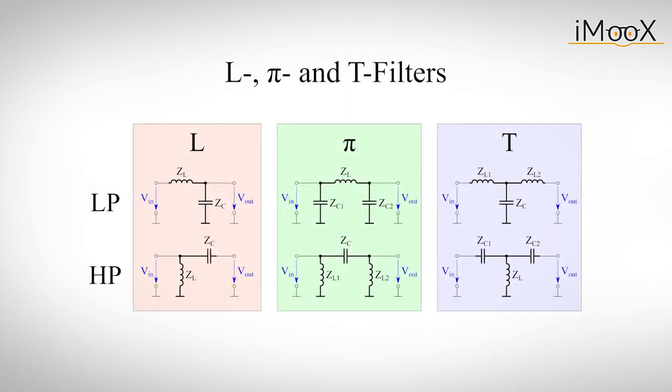Three kinds of low-pass filters are very common for this task: the L filter, the pi filter and the T filter. Which one is best for an application is decided by the output impedance of the power supply and the input impedance of the load. To ensure the best performance of the filter, we always want an impedance mismatch in order to minimize the power transfer for high frequency signals.